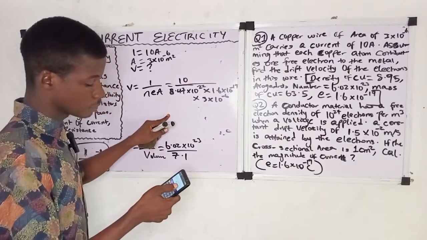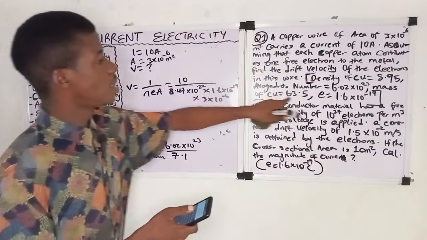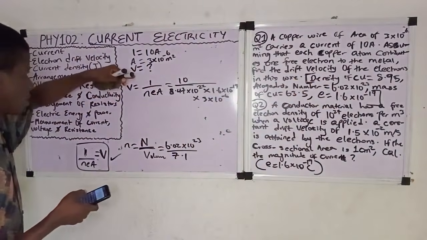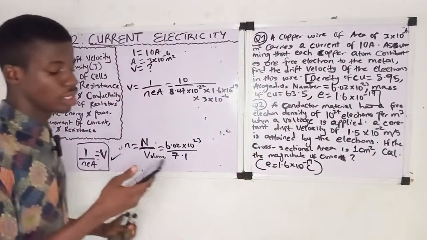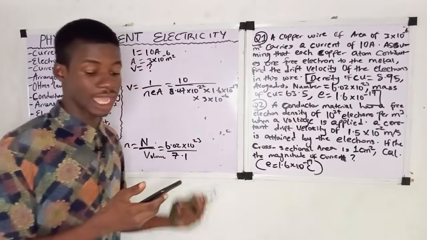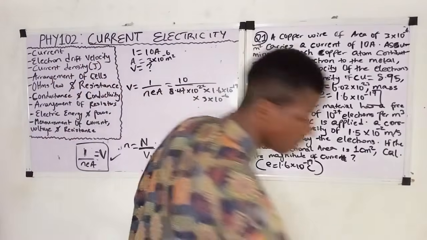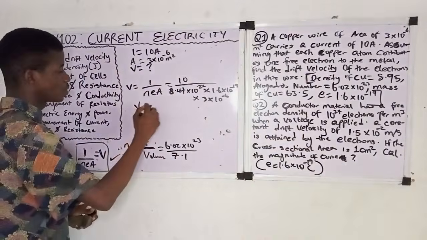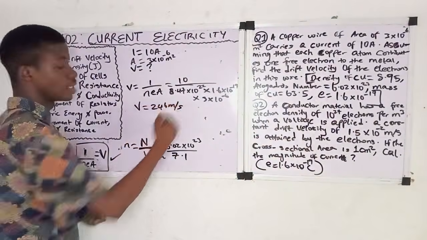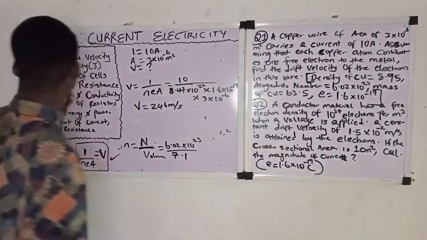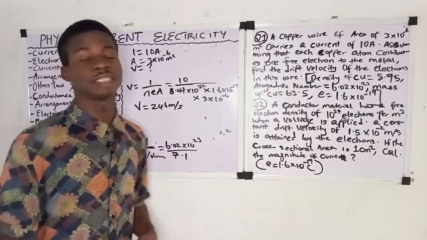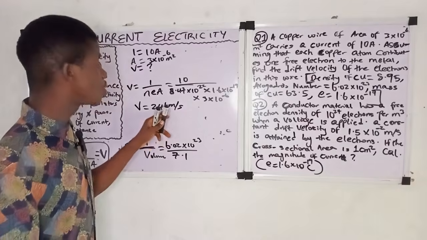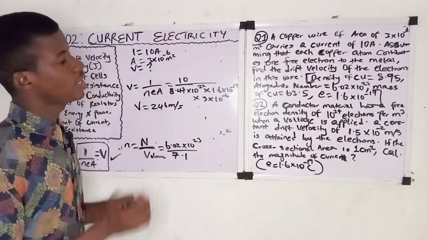All right, I want to check something. Okay, we did everything correctly. So the electron drift velocity is 245.9. We can just say 246 meters per second. The electron drift velocity is 246 meters per second. Yes, this is actually correct.